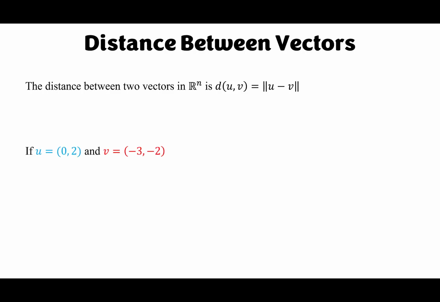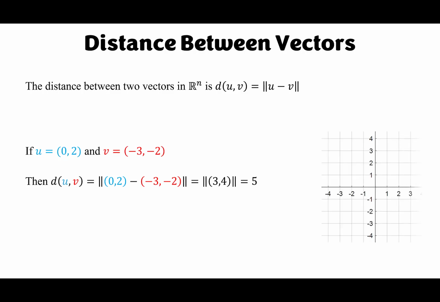If our vector u is (0, 2), and our vector v is (-3, -2), then the calculation goes, we'll do u minus v. That gives you (3, 4) when you subtract the two vectors, right? Because 0 minus -3 is 3, 2 minus -2 is 4. And then we find the length of that result. The length of (3, 4) is 5.